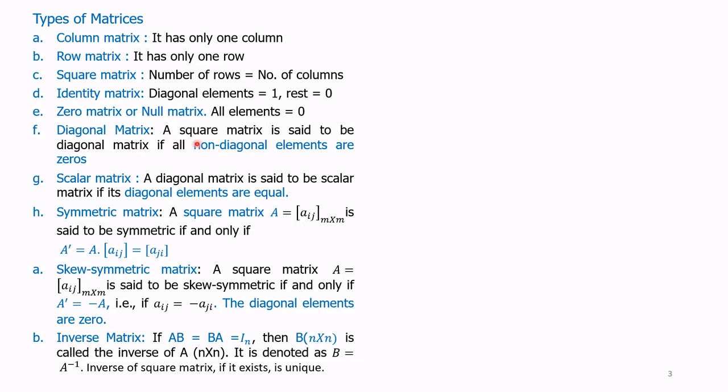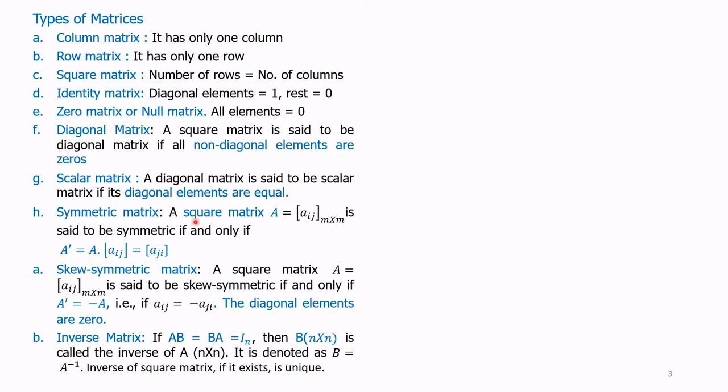Diagonal matrix. A square matrix is said to be a diagonal matrix if non-diagonal elements are zeros. So here the difference between the identity matrix and diagonal matrix is that a diagonal matrix can have any number in the diagonal and non-diagonal elements are all zeros, whereas in identity matrix, diagonal elements are 1. Scalar matrix. A diagonal matrix is said to be a scalar matrix if diagonal elements are all equal.